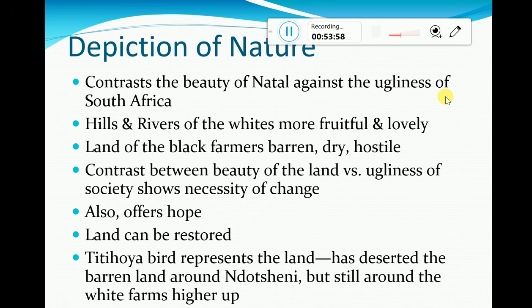There's also the depiction of nature, which shows a severe contrast between the beauty of Natal and the ugliness of South Africa. Hills and rivers of the white are more fruitful and lovely. This is where James Jarvis resides in Ndotsheni, whereas black people like Stephen Kumalo occupy the land that is barren, dry, and hostile.